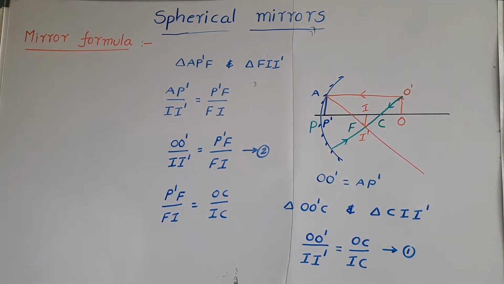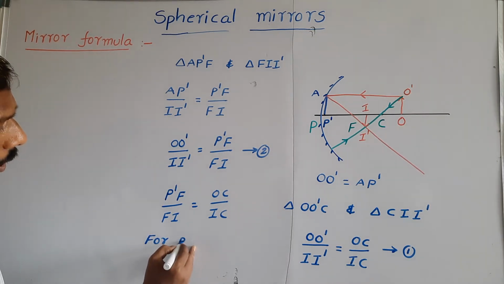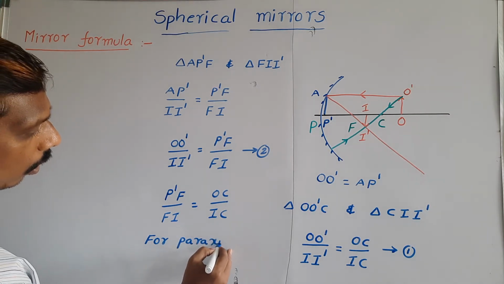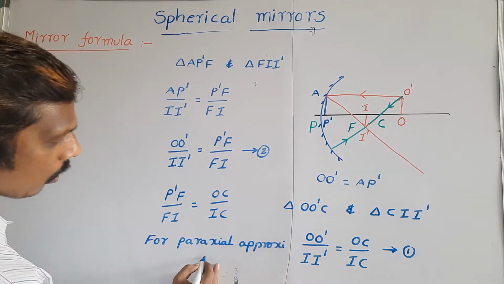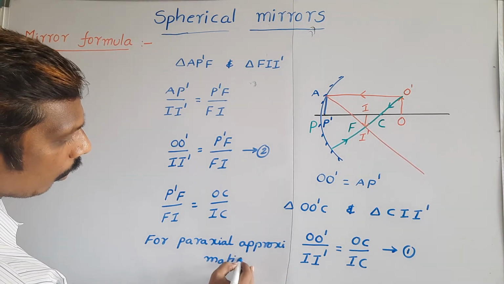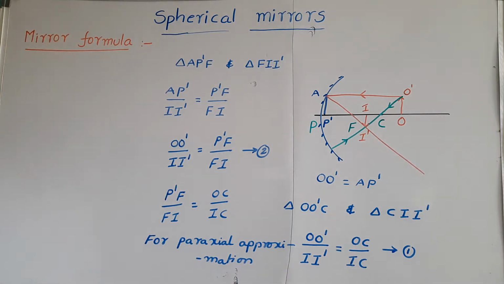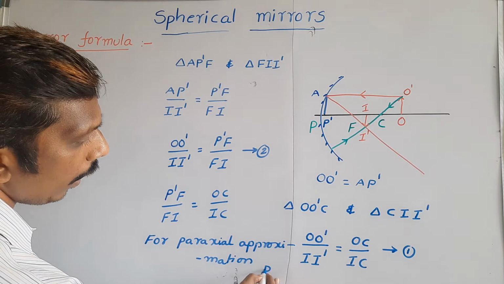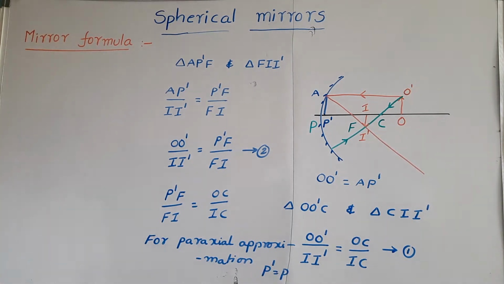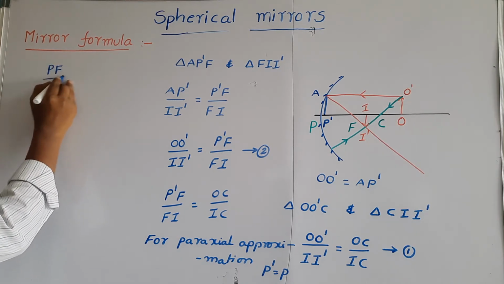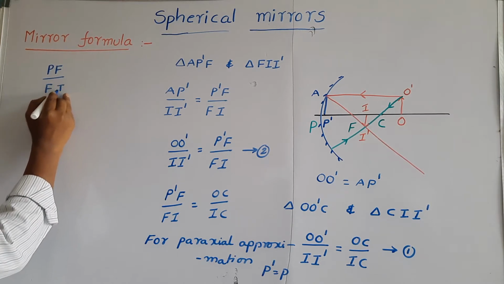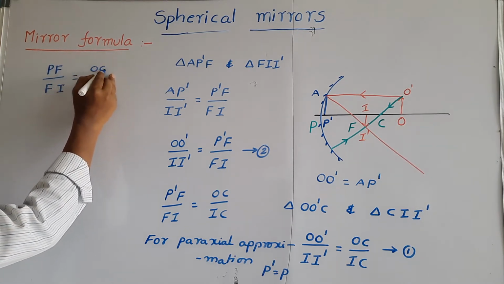If we consider the paraxial approximation, we consider only paraxial rays. For the paraxial approximation, P dash coincides with P. So from that we can write PF divided by FI is equal to OC divided by IC.